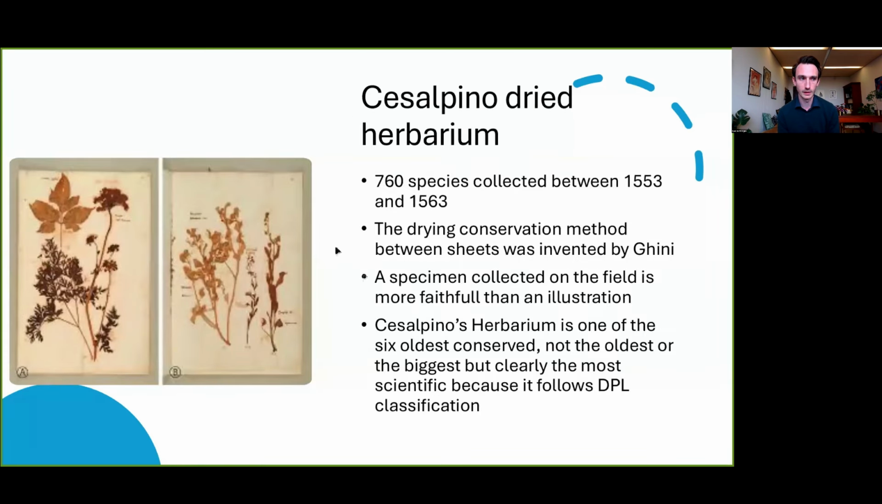Another very interesting aspect of the botanical work of Cesalpino is the dried herbarium he built between 1553 and 1563. It encompasses 760 species. This is not the oldest or the biggest herbarium we have, but this is probably the most scientific herbarium, because plants are organized within this herbarium more or less according to the classification method defended in the Plantis.